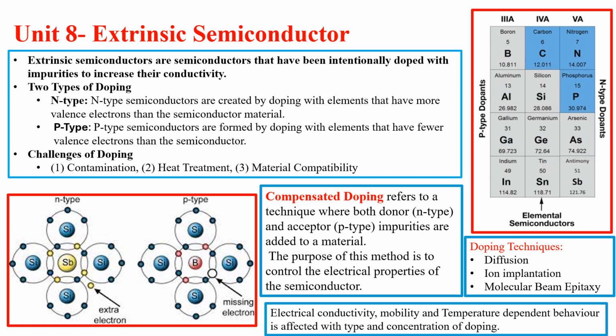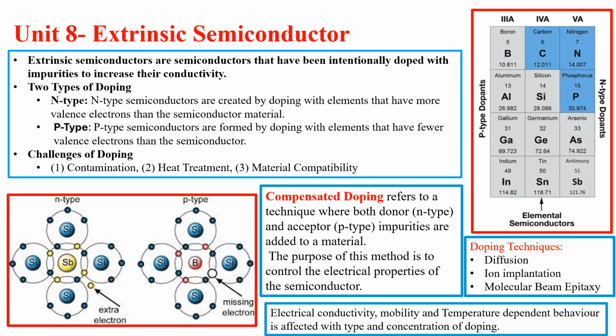Extrinsic semiconductors can be classified based on the type of dopant used as N-type semiconductor or P-type semiconductor. N-type semiconductors are created by doping with elements that have more valence electrons than the semiconductor material itself. For example, silicon has 4 valence electrons; if we add an impurity which has 5 valence electrons, then this doping will create N-type silicon.